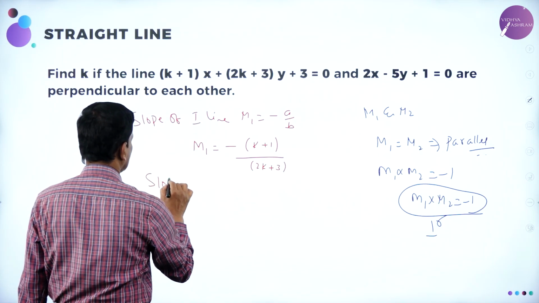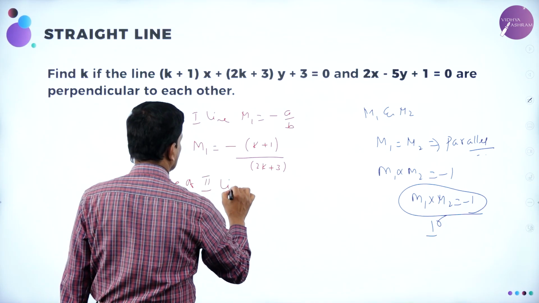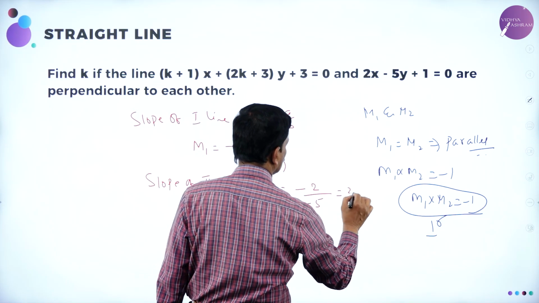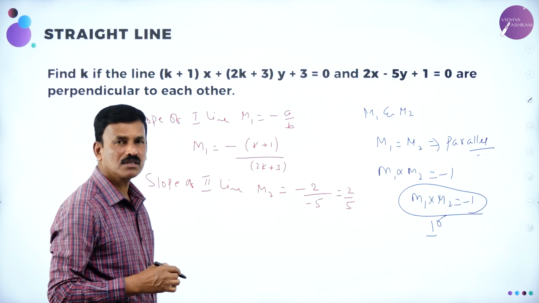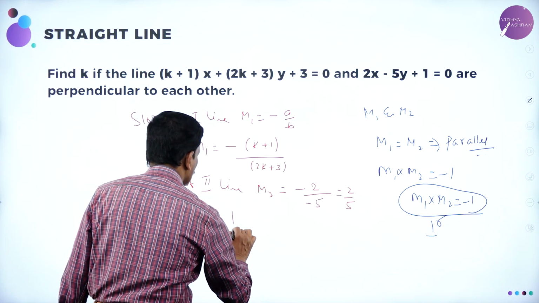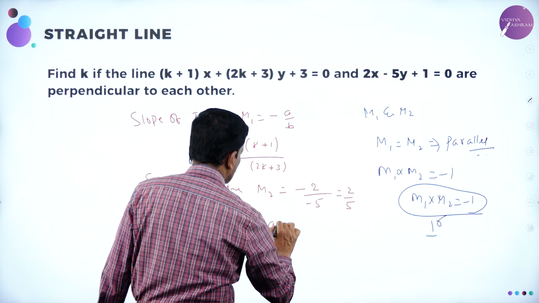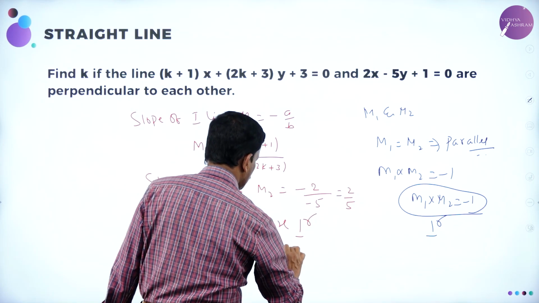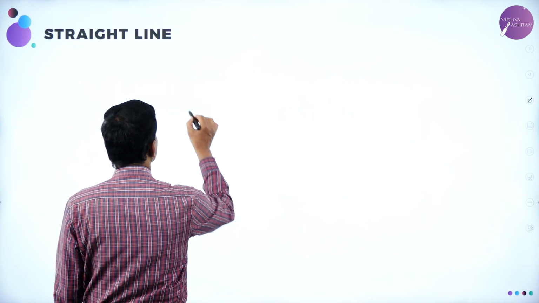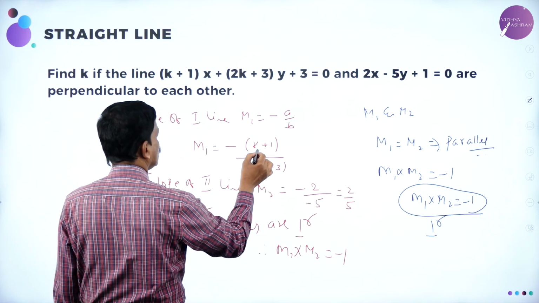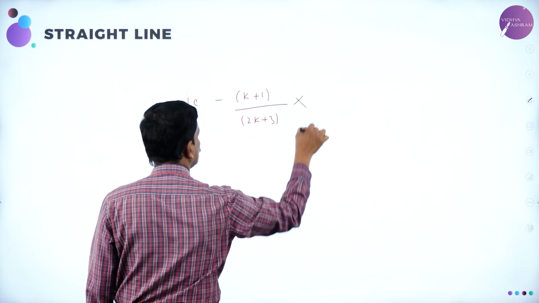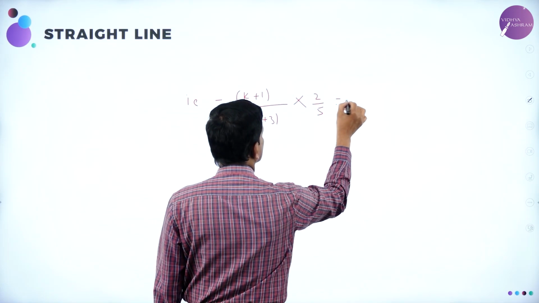Similarly, slope of the second line, m2, is equal to minus 2 divided by minus 5, that's equal to 2 by 5. So these are the values of m1 and m2. Now what is given? Since the lines are perpendicular, m1 into m2 is equal to minus 1. That is, what is m1? That is minus of k plus 1 divided by 2k plus 3, into 2 by 5, is equal to minus 1.